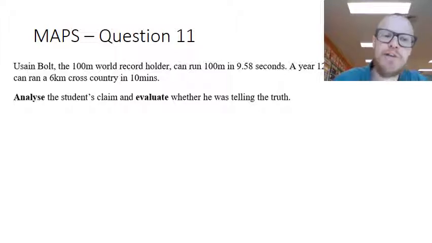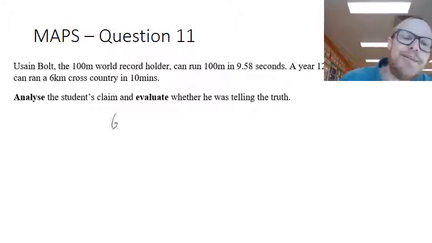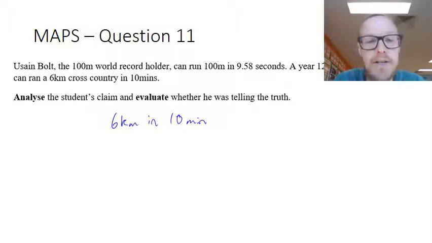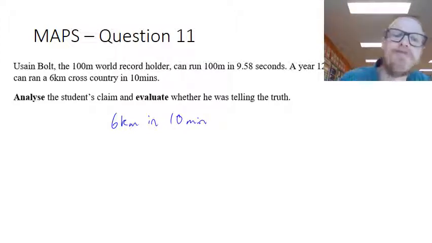Last question. Usain Bolt can do 100 metres in 9.58 seconds. A Year 12 student claims he can run 6 kilometres in 10 minutes. Let's analyse the student's claim. So let's look at his 6 kilometres in 10 minutes. Let's see how fast he is compared to Usain Bolt. So let's get to the 100 meters.